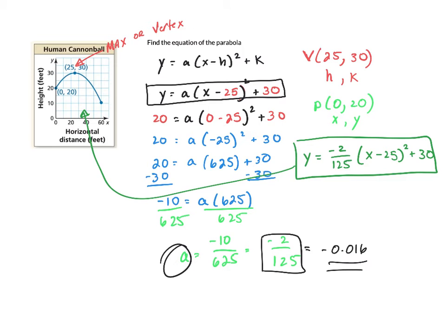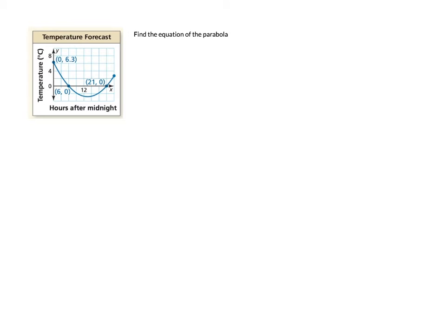All right, so that's our first example. That looks like the first two problems on your homework today. Look at example 2. This is like problems 3 and 4 on your homework. Same idea. All right, find the equation of the parabola, and they give you a graph.